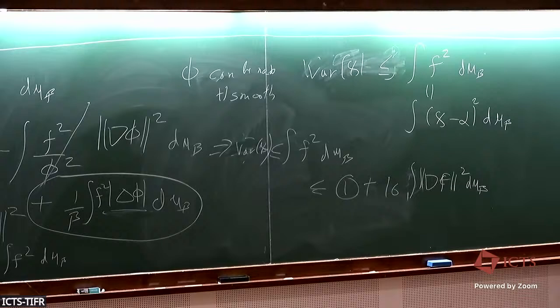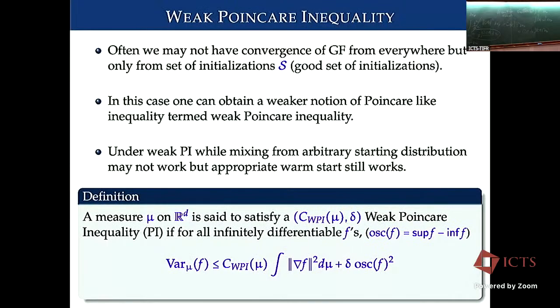Okay, so just to very quickly conclude, one thing one might ask is that it's typically not true that gradient flow works from anywhere in your space. Typically, the results that you have is that you have a good initialization set. You start from this initialization set and then gradient flow works and gets you to the minima. And the idea is that in this case, you can get something weaker called weak Poincare inequality. Weak Poincare inequality says that it's like Poincare inequality, except that you pay a delta factor, delta times the oscillation of f, that is, how much f can switch between its max and min, squared.